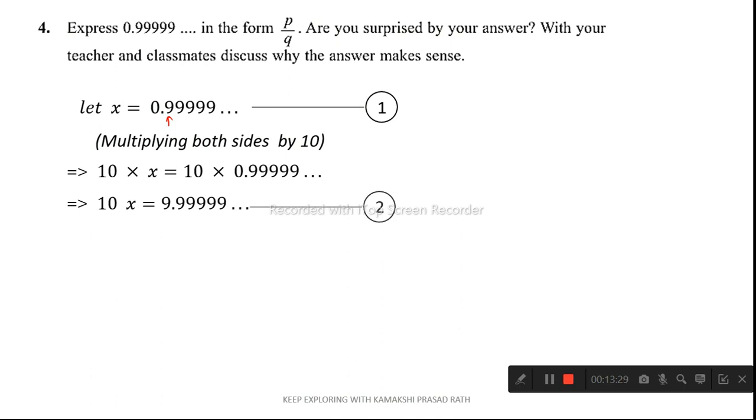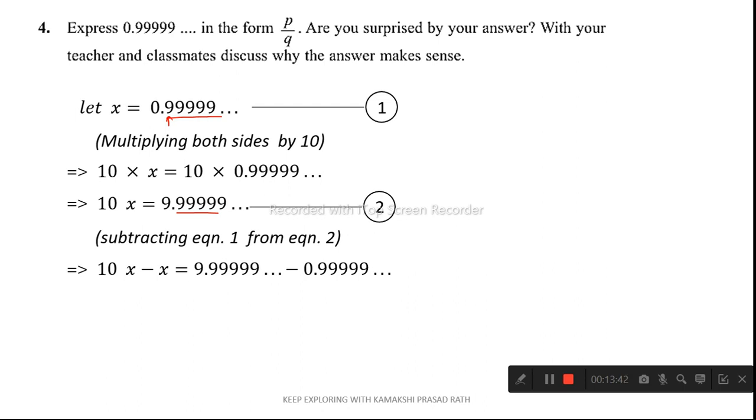Now, can we subtract equation 1 from equation 2? Yes, because the decimal places are the same. So we can perform the subtraction. When you subtract equation 1 from equation 2, we get 9x equals 9, because we are only subtracting the number part. So 10x minus x is 9x, and 9 minus 0 becomes 9. So x becomes 9 by 9, which equals 1. So before, x was written as 0.99 and so on, and now our answer has become 1.